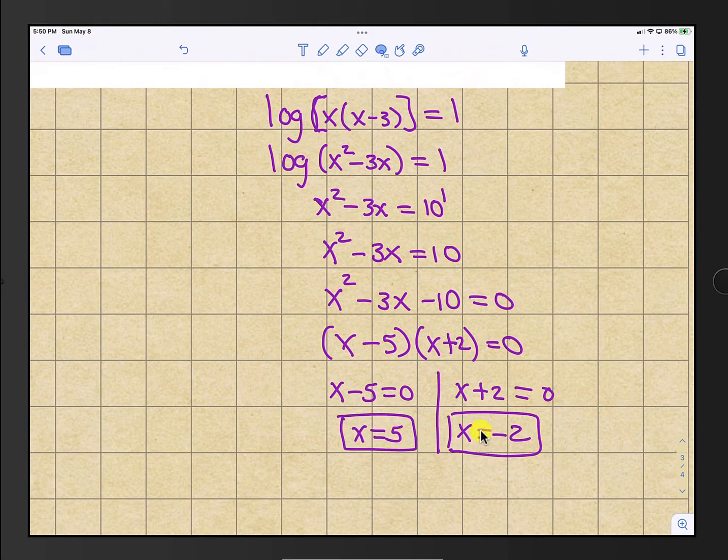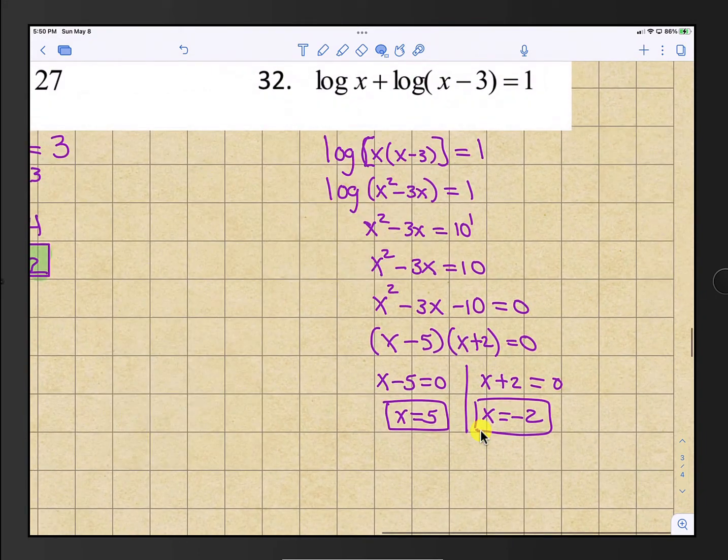So it appears that we have two answers, except we really only have one, and that is because you cannot take the log of a negative number. And so in the original problem, we have log of x. And that cannot be a negative number. All right, the log of a negative number is undefined. So that means that x cannot be negative 2, and therefore x is only 5.